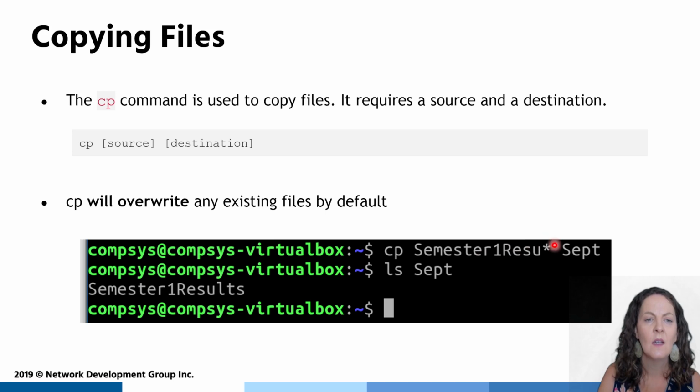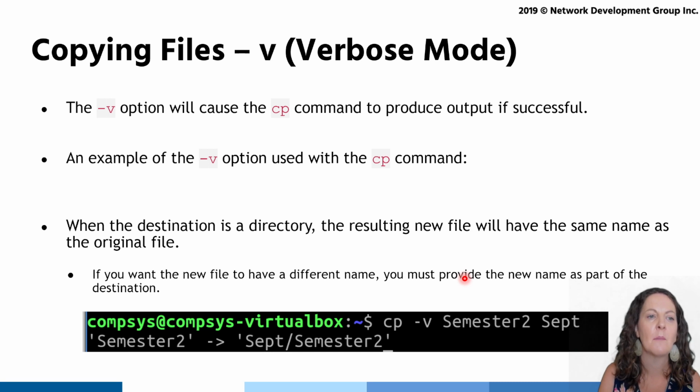I definitely use star commonly, a lot of times. So copying all the contents of semester 1 results into September. So that's your copying. There is an option to put in a -v command. So it'll cause the copy command to produce an output if successful. Basically, if you want to see what's happening, it's a nice way to do that. So using it here, cp -v semester 2 to September. So you can see now, oh right, this is what's happening. It's catching semester 1 and it's copying it across into the September directory.